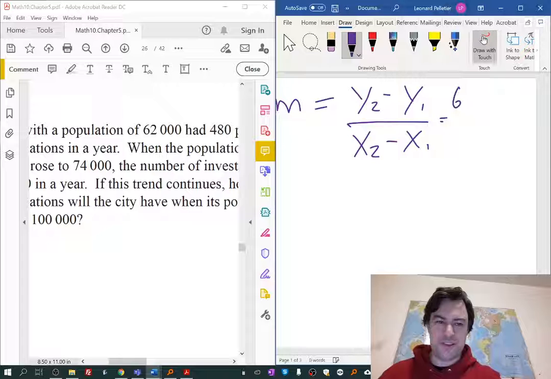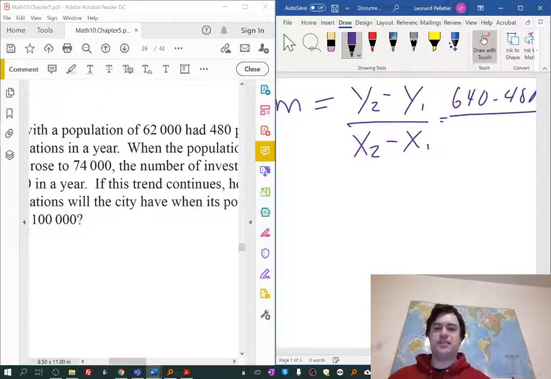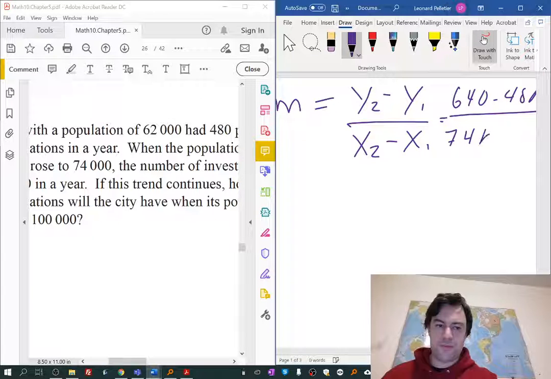Your support is appreciated. 640 minus 480. I don't know how I'm going to fit in these big numbers on the bottom. I'll just have to use the K again. So it's going to be 74K minus 62. I'll put in those numbers later. I'll come down here. Hopefully this is making sense.